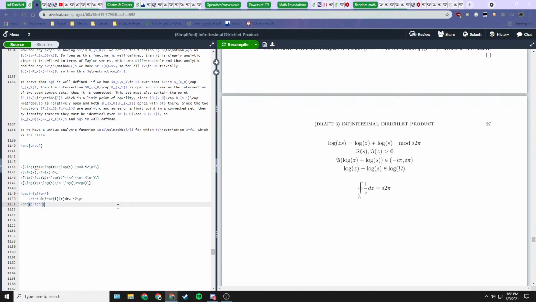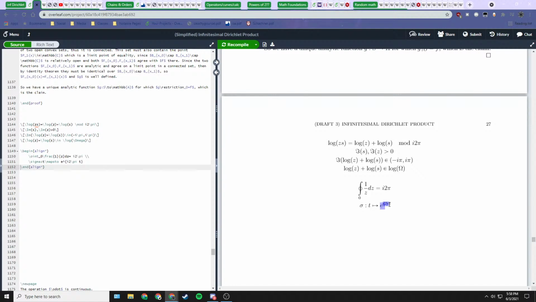For example, you could say, let sigma be this map where you just map t to e to the I2 pi t. So if your sigma curve has this domain 0, 1, then t mapping to e to the I2 pi t, this just goes in a unit circle.